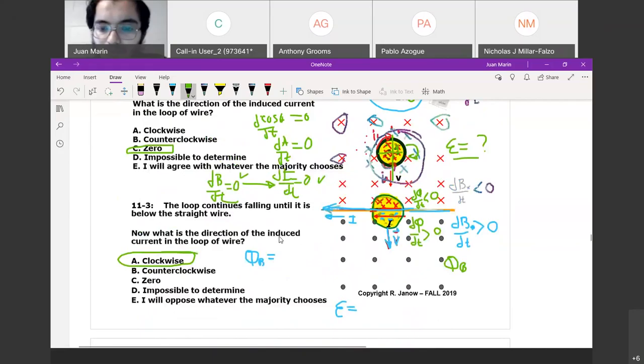But once the loop gets fully out of the region below the line, it's just zero again because it's not changing. Pretty much the number of field lines coming out of the page are the same per unit area. Right. Okay.